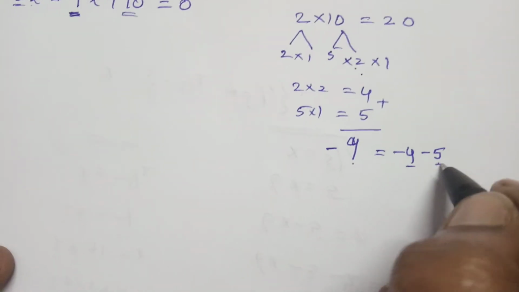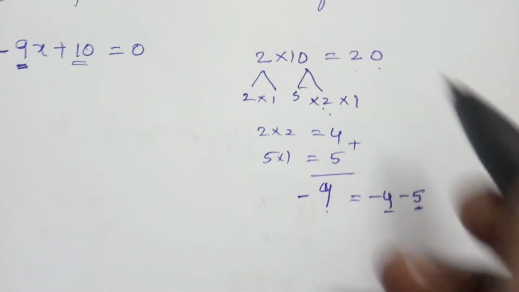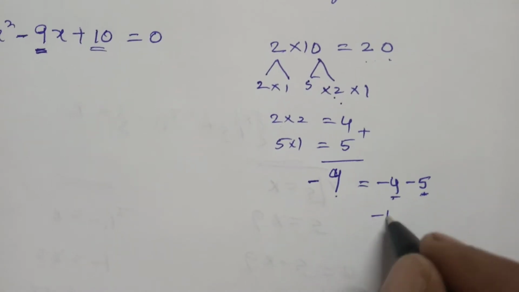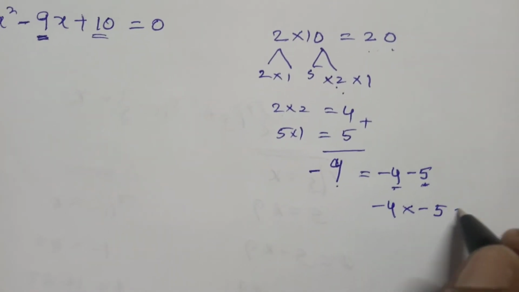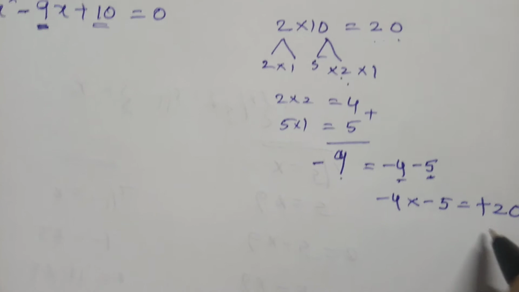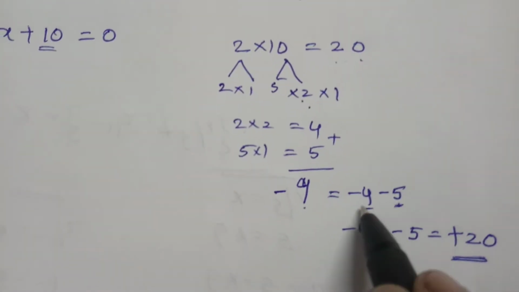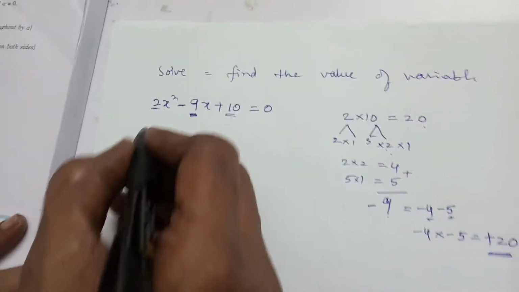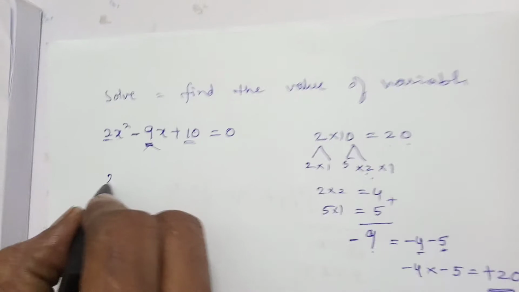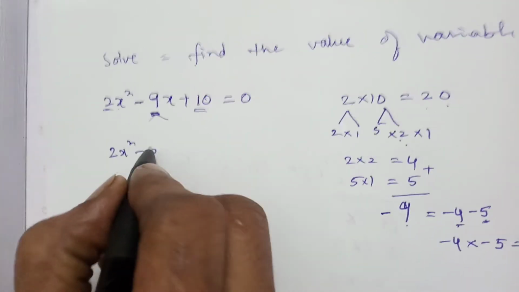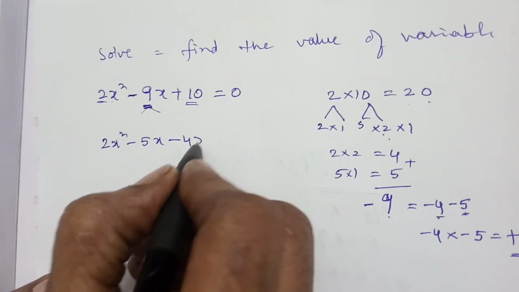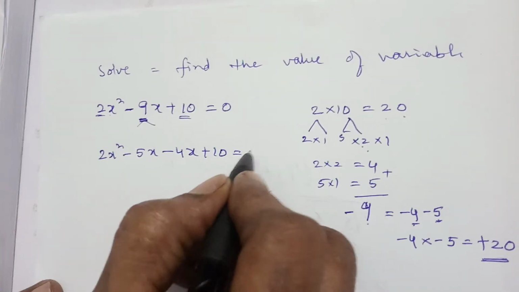Now when you multiply, the product should be 20. Minus 4 into minus 5 is equal to plus 20. So you got the product 20, and by adding minus 4 and minus 5, you get minus 9. So splitting this middle term, 2x square minus 5x minus 4x plus 10 is equal to 0.